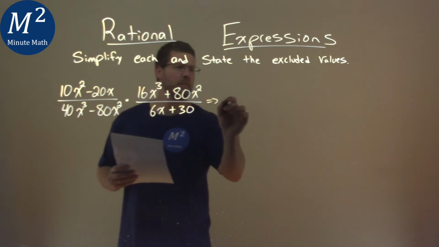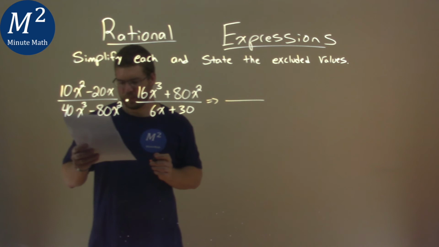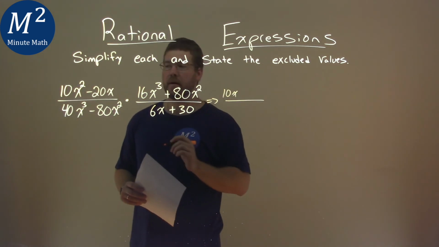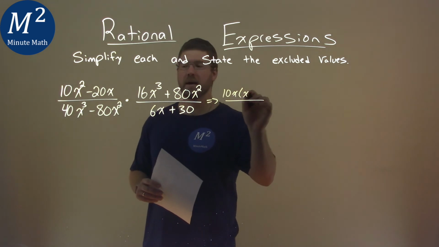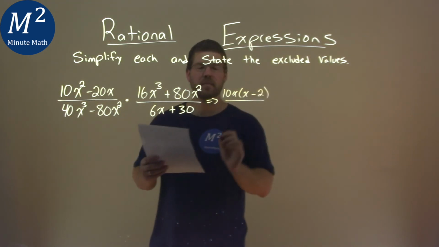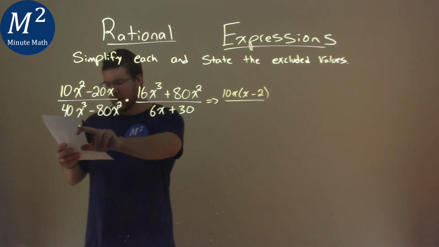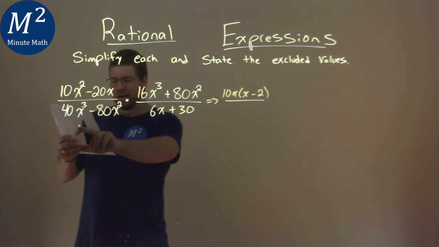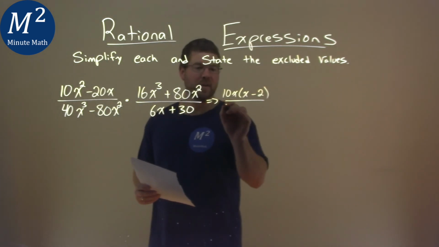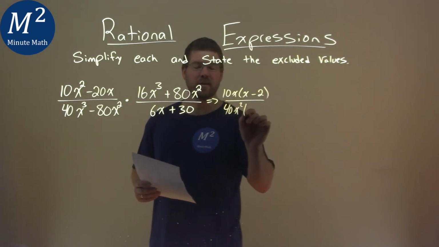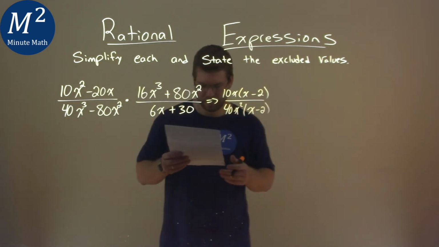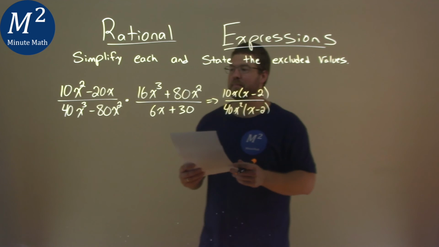This first part up here, what can I pull out? Well, I can pull out a 10x. If I pull out a 10x, I'm left with an x minus 2. In the denominator, again here, I can pull out a 40x squared. If I pull out a 40x squared here, I'm left with an x minus 2 again. Not too bad.